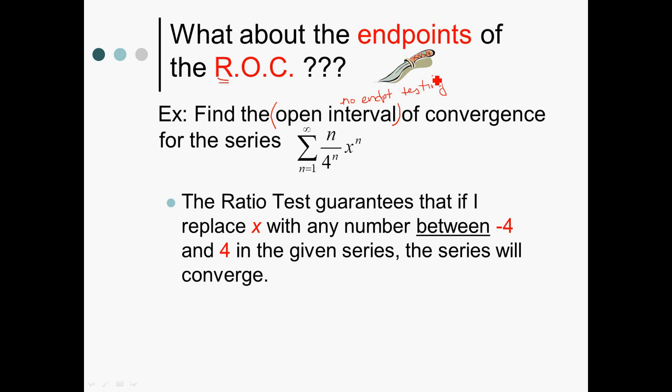So, I ran the ratio test on this, and I'm just not showing it to you, right? I assume that you can do this, and I'm giving you what I found. Here's my x. I have a center of 0, and I'm telling you that I found the radius of convergence to be 4, meaning that with a center at 0, I can go a distance of 4 to the right, 4 to the left, and I have an open interval of negative 4 to 4.